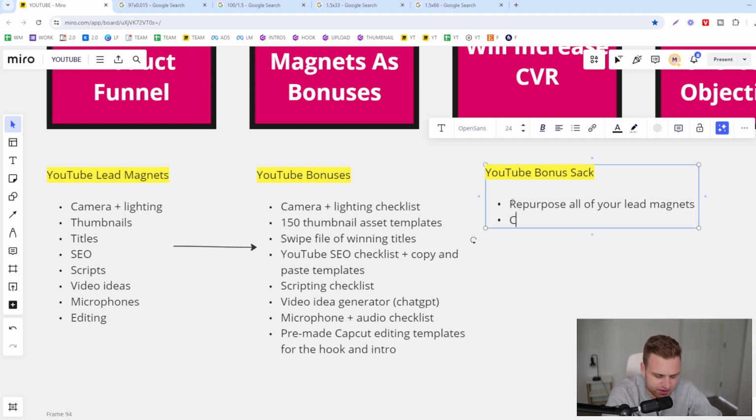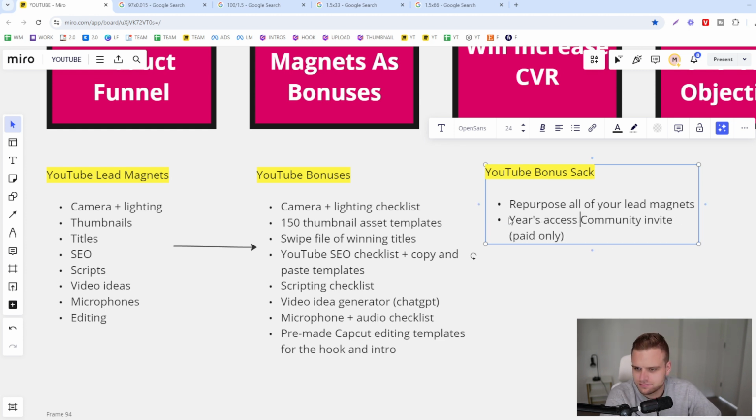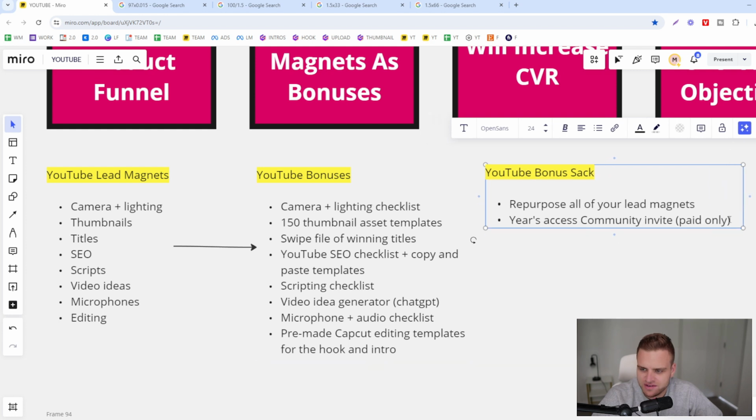The next one is you want to have a community invite, because that helps you build a relationship with them, paid only. So if your community is $99 per month, for example, and if you don't have one, it's worth it to make one for this. They just get a year's access to it, right? So something like that, year's access. This is a really tried and true way to do this.